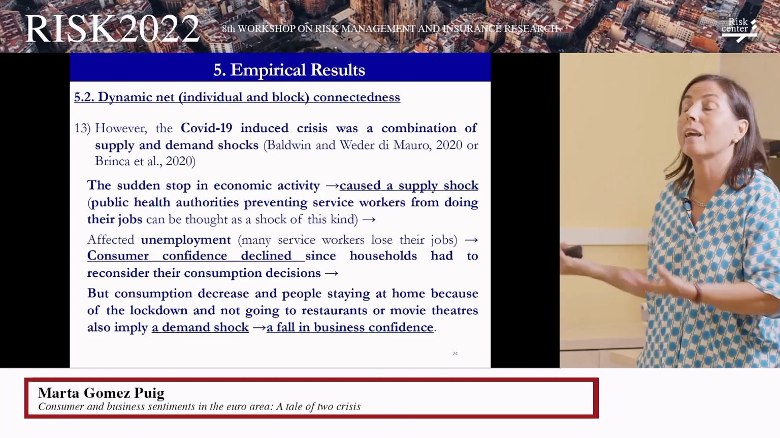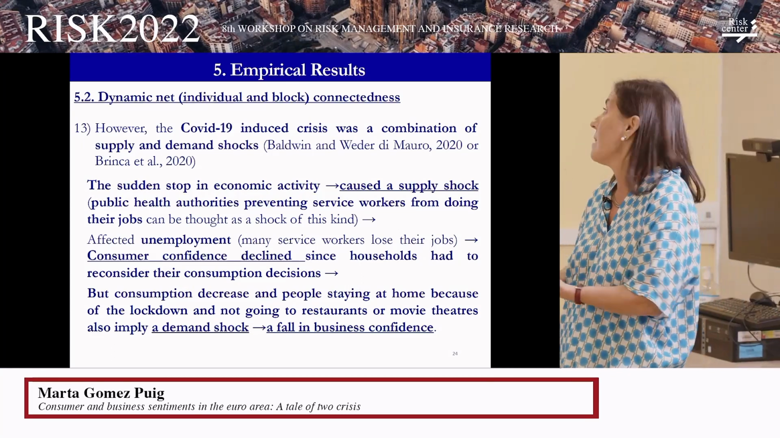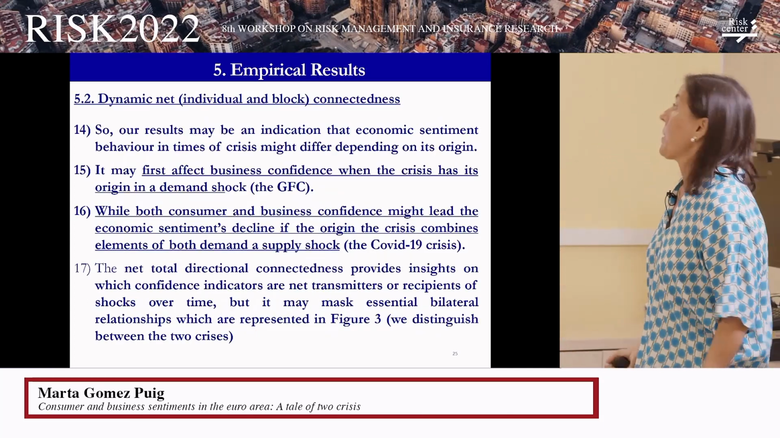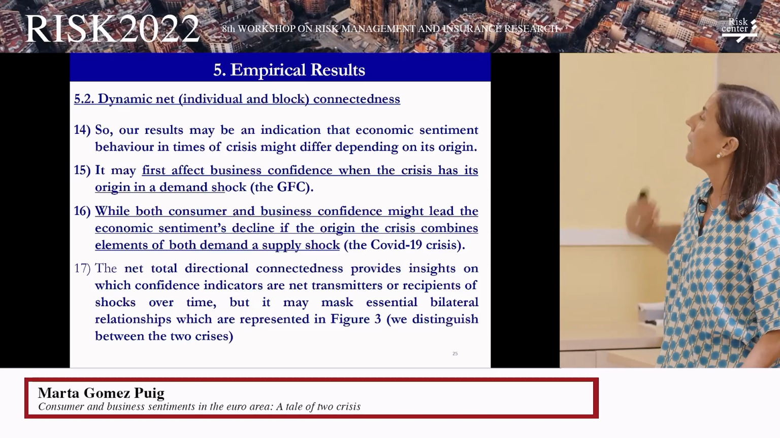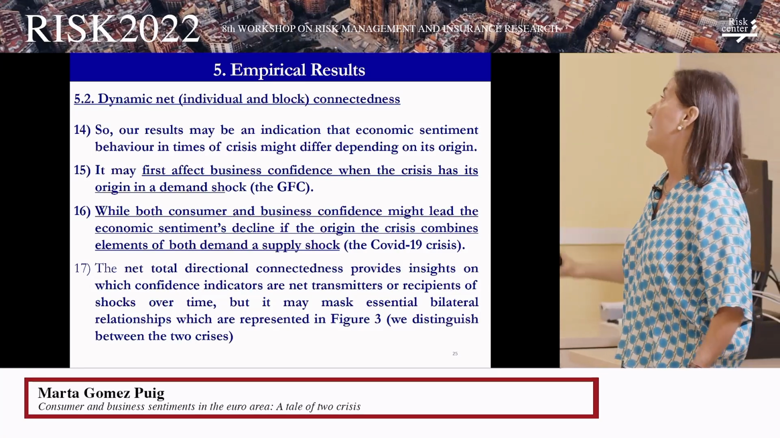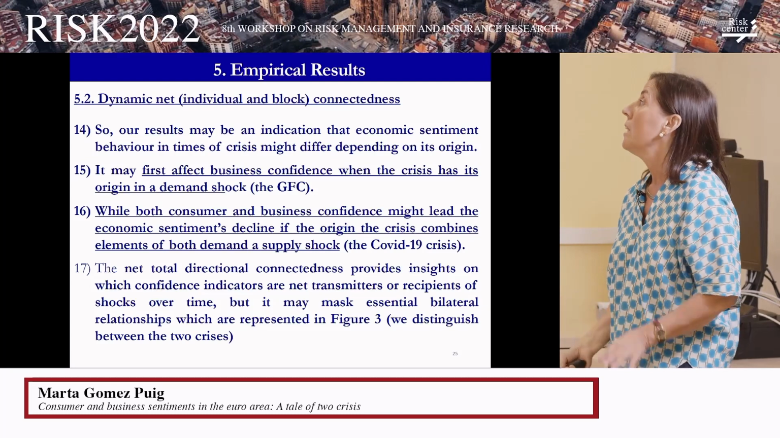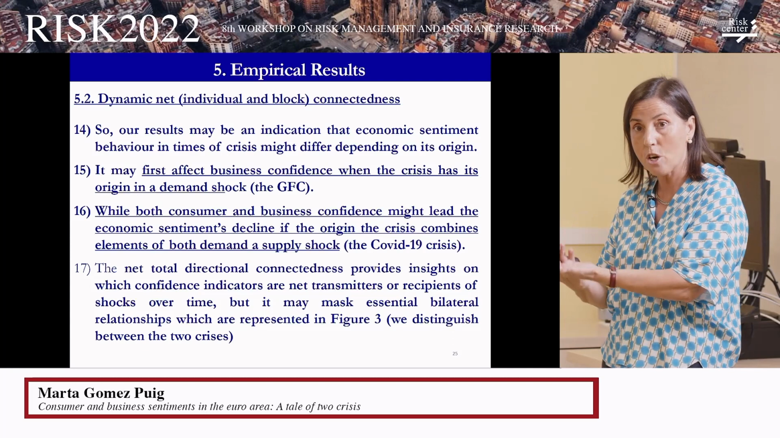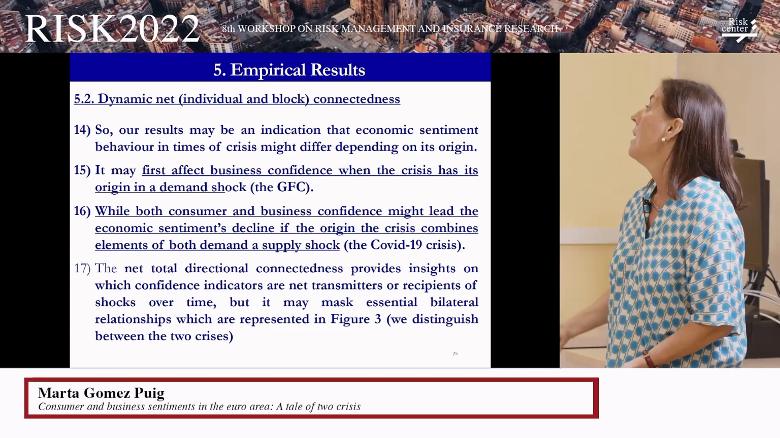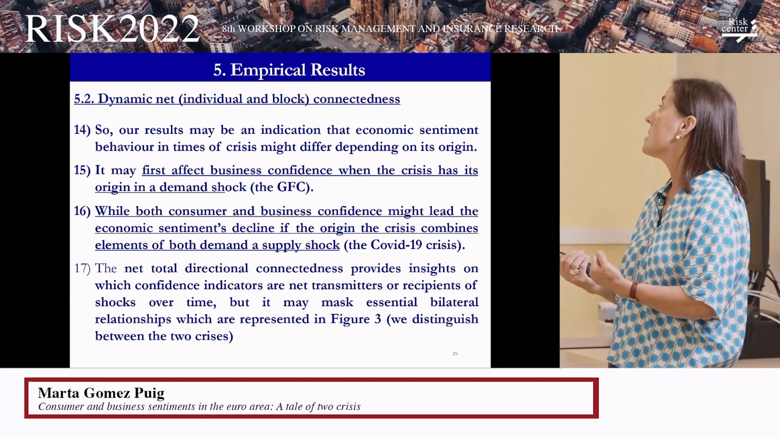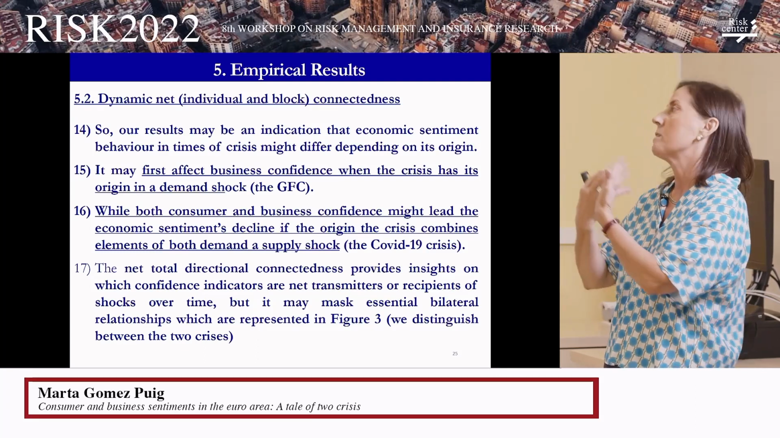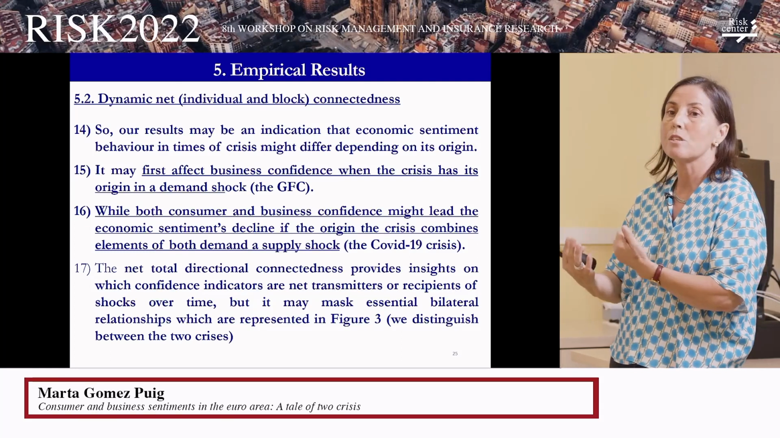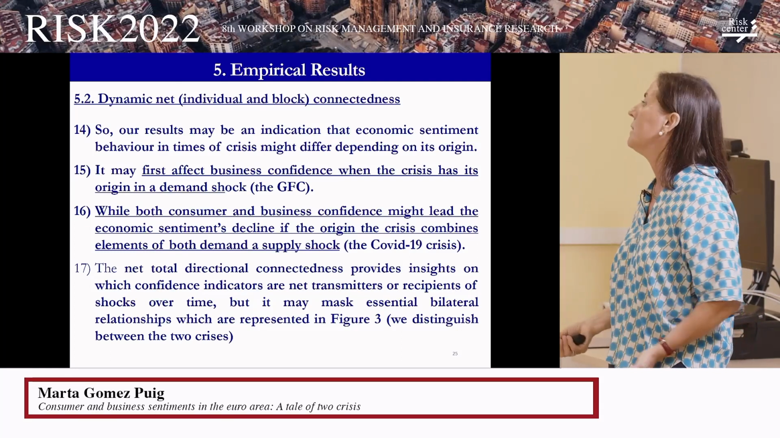So the COVID-19 crisis can be considered as a combination of both supply and demand shocks. And our results may be an indication that economic sentiment behavior in times of crisis might differ depending on the origin of the crisis. It may first affect business confidence when the crisis has its origin in a demand shock, such as the global financial crisis, while both consumer and business confidence might lead the economic sentiment's behavior if the origin of the crisis combines elements of both demand and supply shocks, such as the COVID-19 crisis.